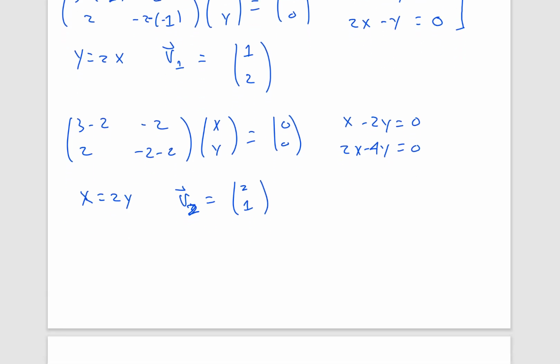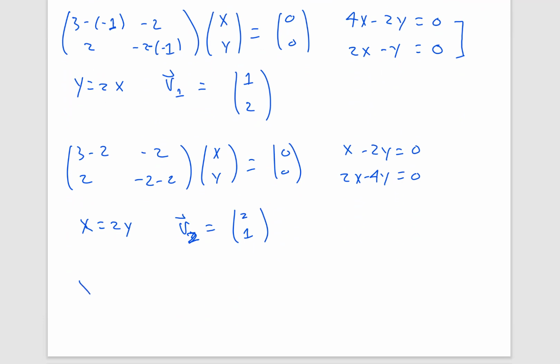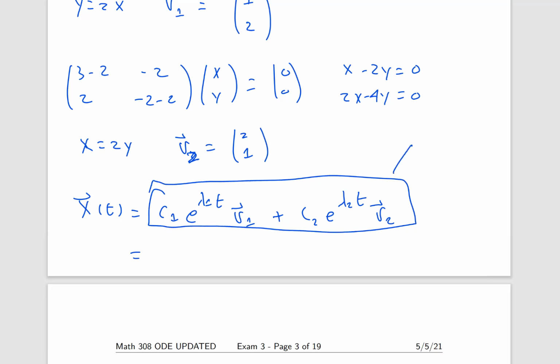Okay, and then for this case where we have two distinct real eigenvalues, the general solution is very easy. It's just x of t is equal to c1 e to the lambda 1 t v1 plus c2 e to the lambda 2 t v2. And for our particular case, so this is not how you would write it on an exam. I'm just telling you what the formula is in the case of distinct real eigenvalues.